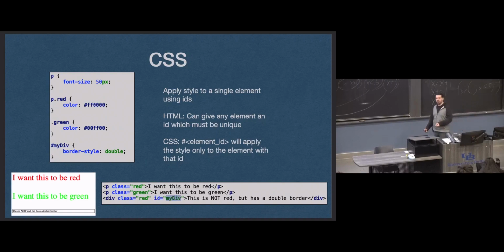Those IDs should be unique. If I have an ID equal to my div right here, nowhere else on this page should I have an element with an ID of my div. These should be unique. I say should because, again, the browser is going to do whatever it can to render your page. If you have multiple IDs, it'll give you a warning in the console, but it's not going to crash. It's still going to render your page, and you're just going to have two elements with the same ID.